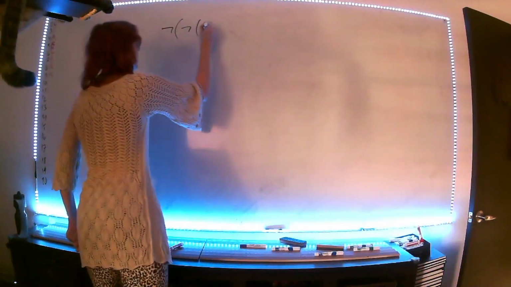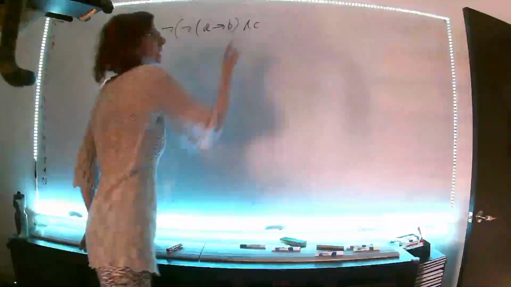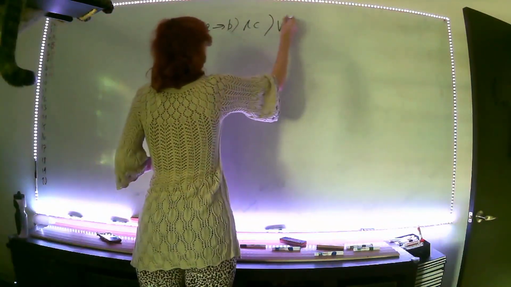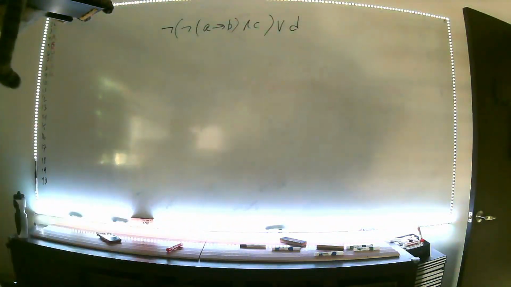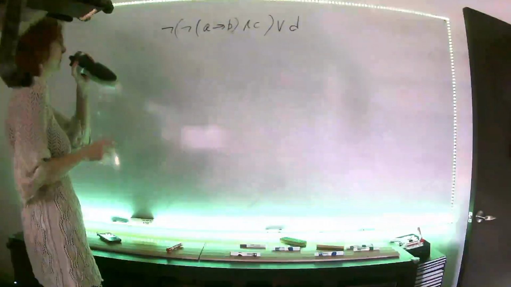This is very similar to a homework we had. So I have not, A implies B, and C, parenthesis, or D. Okay. So the first thing we need to understand here is what implies is, because it wasn't in the homework, so most of you have skipped it.